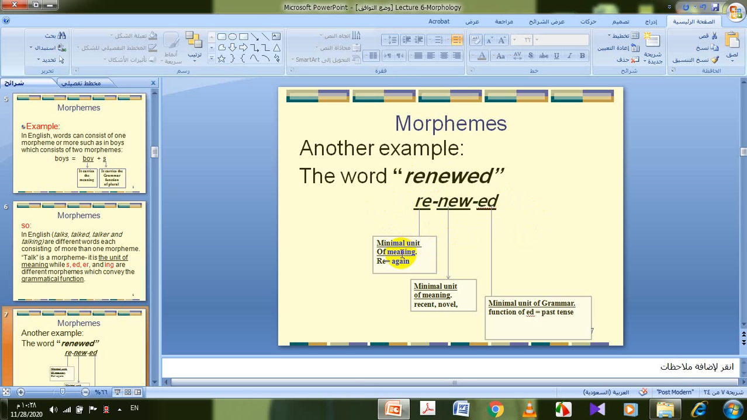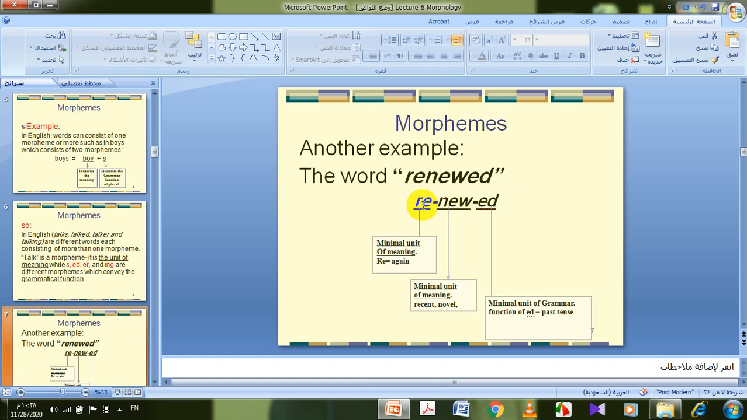The minimal unit of meaning. Okay. A minimal unit of meaning. New, also a minimal unit of meaning. Good. However, ed is a minimal unit of grammar. It is not a minimal unit of meaning, because ed is a morpheme that conveys the grammatical function. Means again.